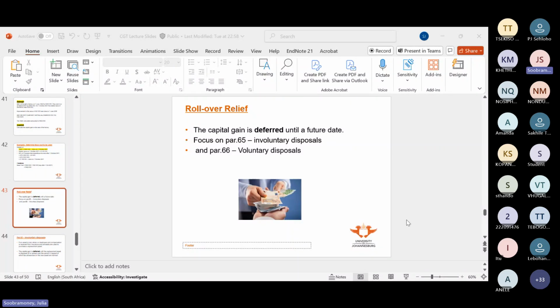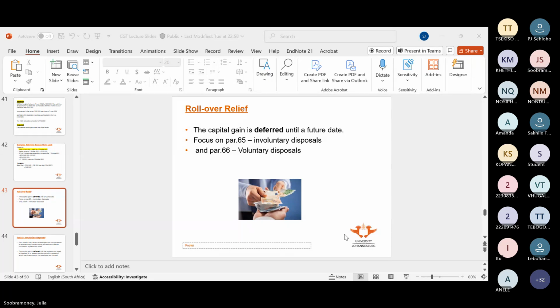Okay, let me help you a bit there. So remember, if I want to defer the recoupment, number one, there has to be a replacement asset. And the other requirement was? We have to elect. So somewhere along the question, I have to say, the company wishes to defer tax where possible, or the company wishes to apply paragraph 65 or 66.